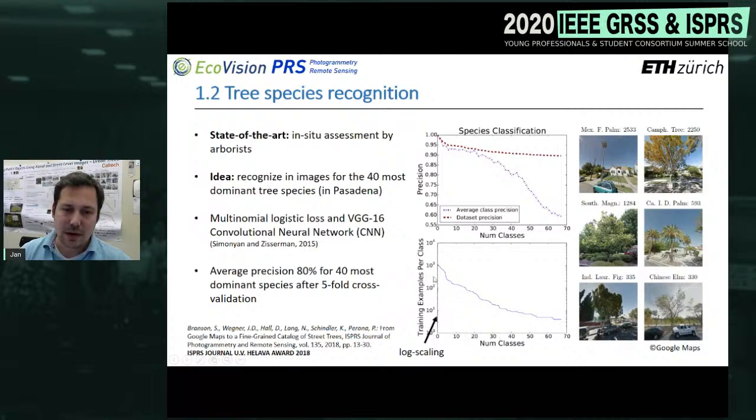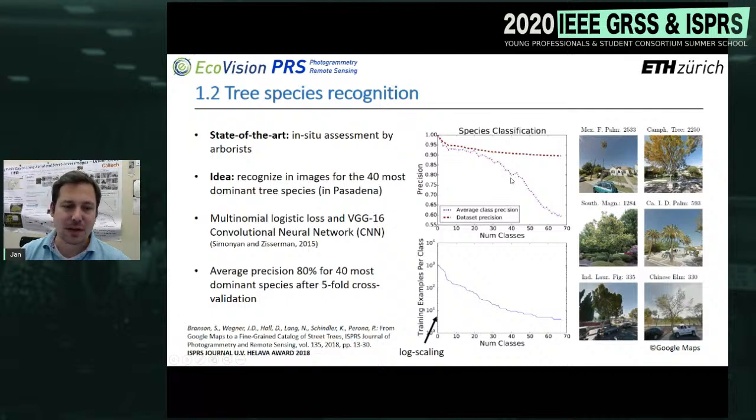So this is a log scaling here. This is the classes up to class 40. And you see that at the 40th most dominant class, we have a bit more than 100 images in the training data set. And this is where you can see that the average class precision, of course, goes rapidly down. And here, until 40, you end up at 80.